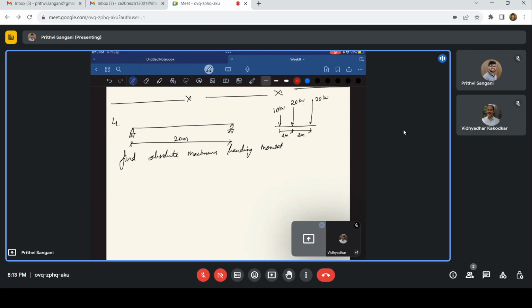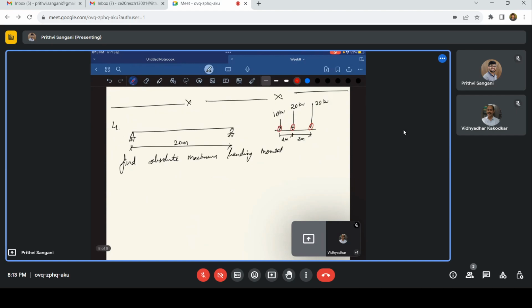So these are the loads which we have: one, two, three. So we have three moving loads. What it says is that the maximum bending moment happens in such a way that you place 10 kilonewtons over here, 20 kilonewtons over here, and 30 kilonewtons here, right?